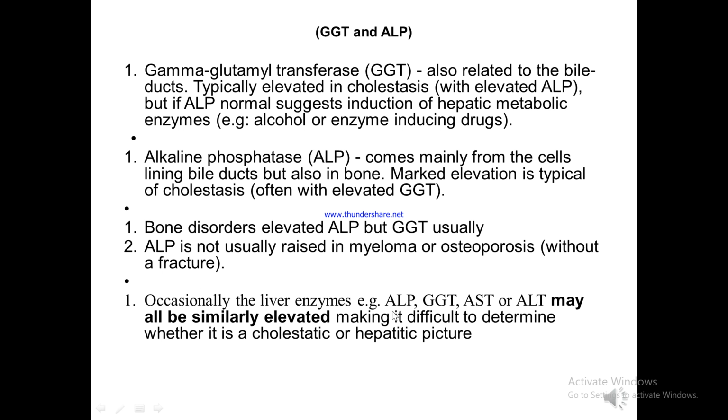Occasionally, liver enzymes, for example alkaline phosphatase, gamma-glutamyl transferase, and aspartate or alanine transaminase, may all be similarly elevated, making it difficult to determine whether it is a cholestatic or hepatic picture. So at this point, you need another test or another investigation to prove your case.